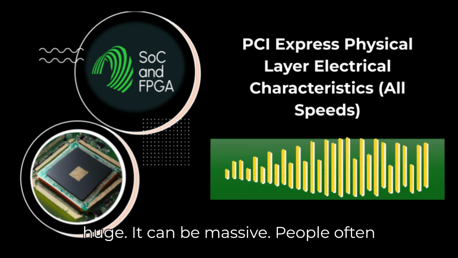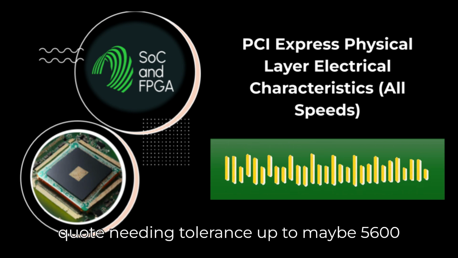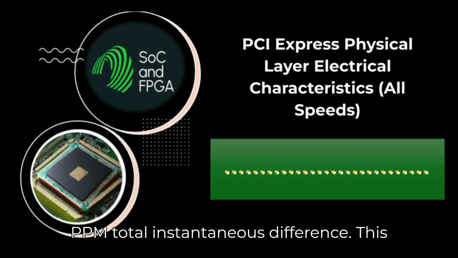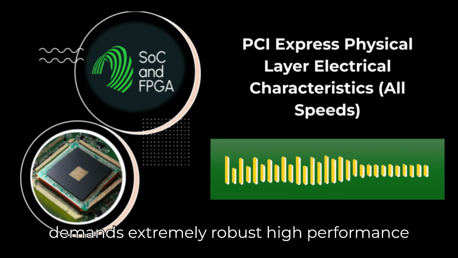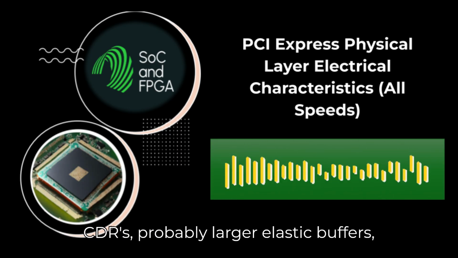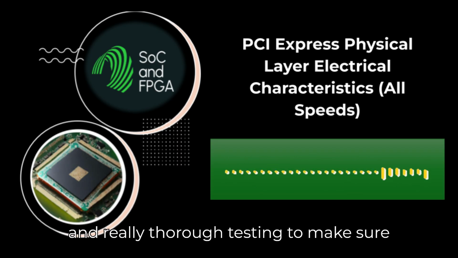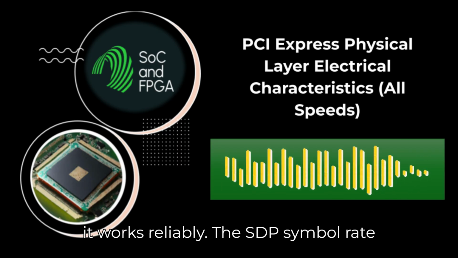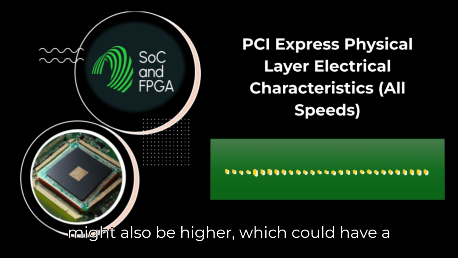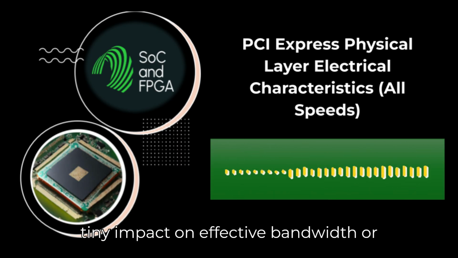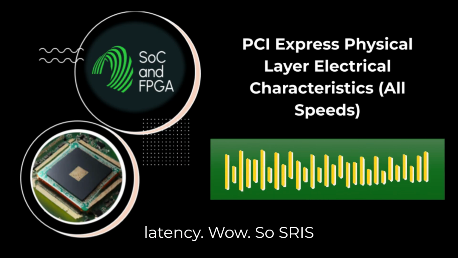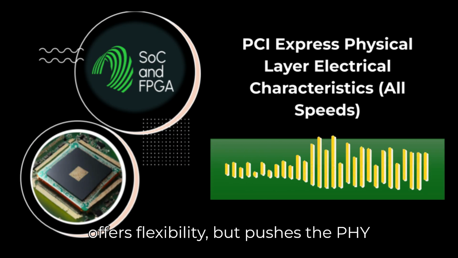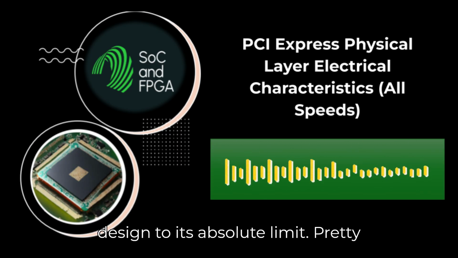It can be massive. People often quote needing tolerance up to maybe 5600 ppm total instantaneous difference. This demands extremely robust, high-performance CDRs, probably larger elastic buffers, and really thorough testing to make sure it works reliably. The SKP symbol rate might also be higher, which could have a tiny impact on effective bandwidth or latency. Wow. So SRIS offers flexibility but pushes the PHY design to its absolute limit.